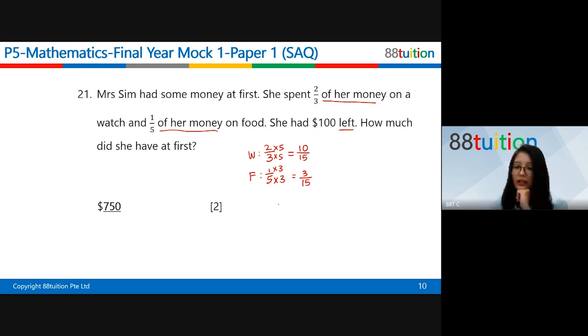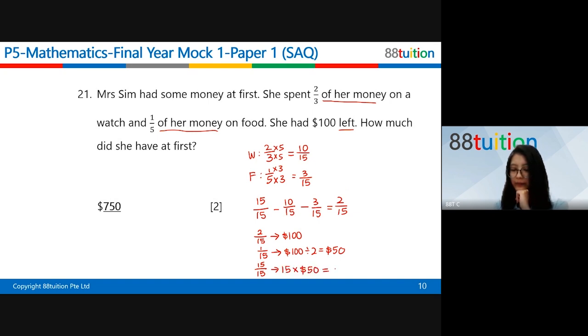You have left. Okay, so let's find the fraction left. We take 1 whole minus that, you get 2/15. So 2/15 stands for 100. How much did she have at first? Basically, you find one part of it. In a way, it's like 2 units, right? And then this 1 unit. Ta-da!